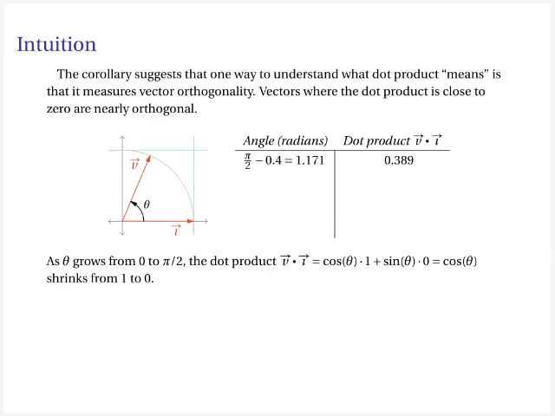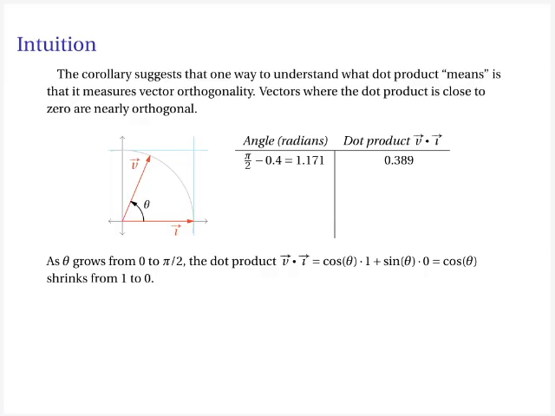But what's the deal with this particular combination of vectors? What does it mean? So the corollary suggests that one way to understand what dot product means is that it's a measure of how orthogonal vectors are. Vectors where the dot product is close to 0 are nearly at right angles.